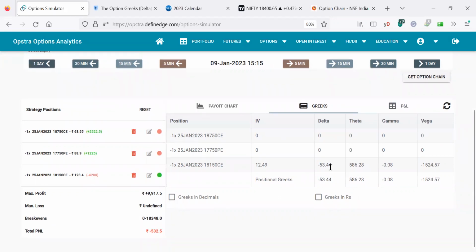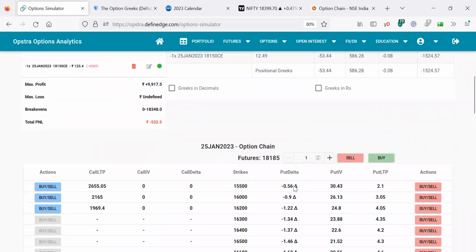Because once it crosses 0.5, it means we will be going in the money. In the money, out of the money, all these things, if you're not clear with them, I'll explain in another video when I talk about the basics of options and the option chain. For the time being, just understand that 0.53 is there for the call. So on the put side also I have to adjust to 0.53.